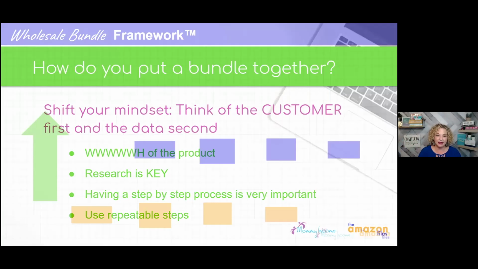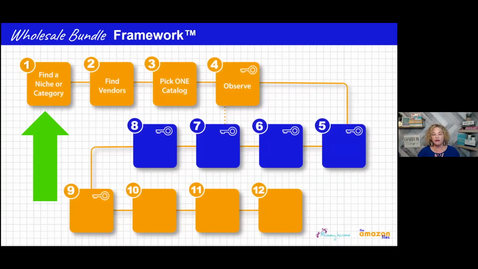This is the wholesale bundle framework. You find a niche or a category first. You find vendors. You get a catalog, one catalog, not 14,000 catalogs, because you can't sell all that stuff. How do I know? Because I can't sell all that stuff. I probably have 1,000, that's probably an exaggeration, but I literally have a catalog addiction and I have a lot of catalogs around here, but how many do I actually buy from? Probably about 5.